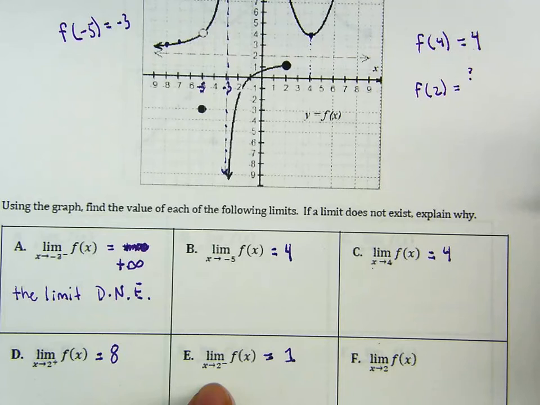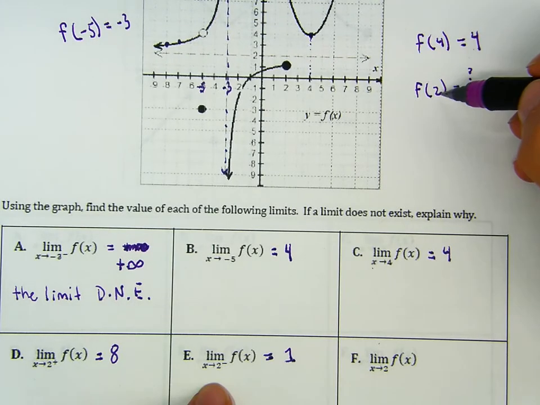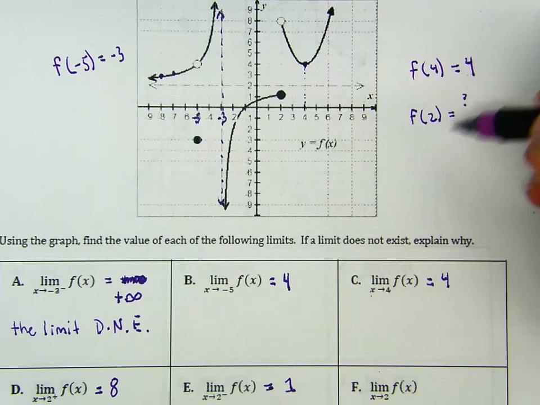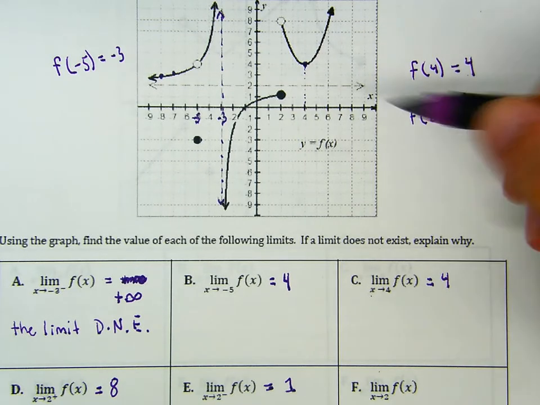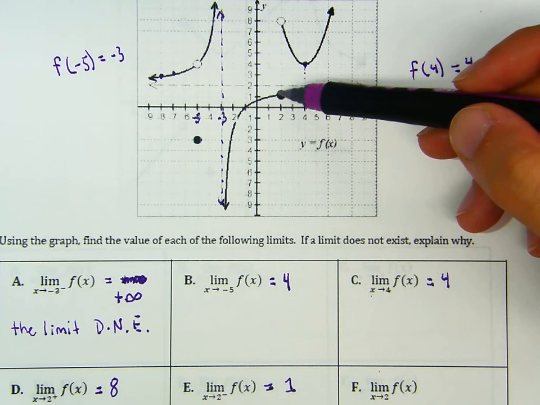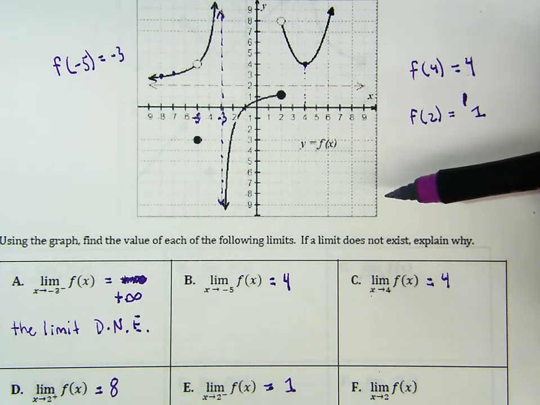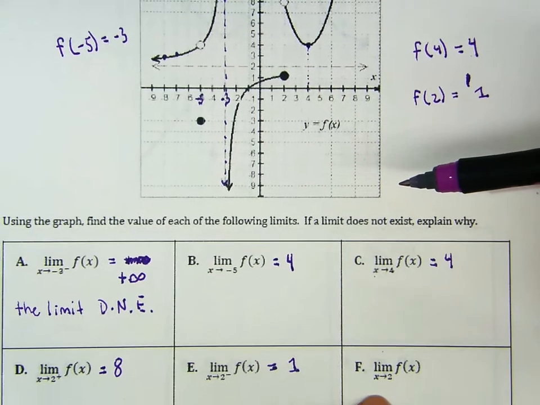But hey, what is f of 2? Pause the video and try to answer it. It's 1, because when you plug in 2, the closed circle is here. Okay? Now, let's look at this part over here.